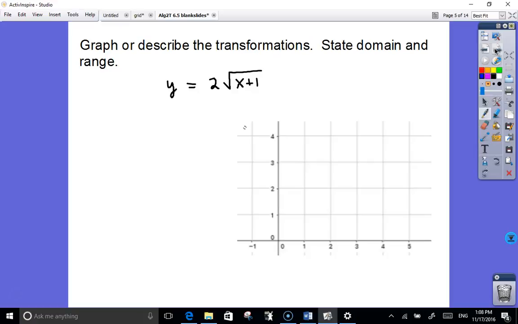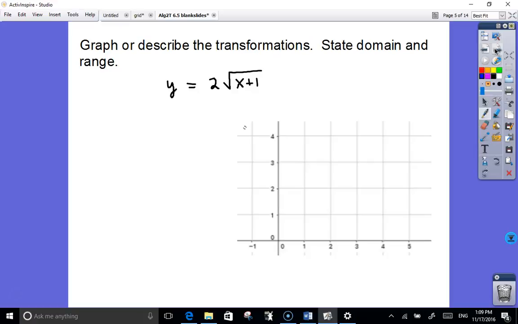There's almost no questions on the SOLs that just ask, graph this radical function. The kind of questions you get are always about domain and range, or about just recognizing the shape of a graph.